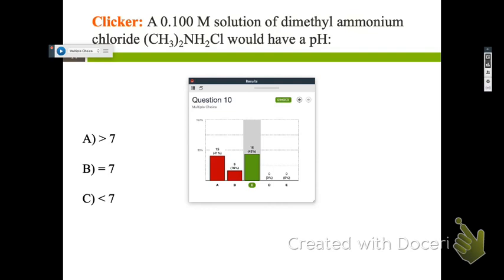So in class next week, we're going to talk about why that's going to make an acidic solution. And your pre-class quiz for Monday is going to be about this. Your homework will help you a little bit with it as well.